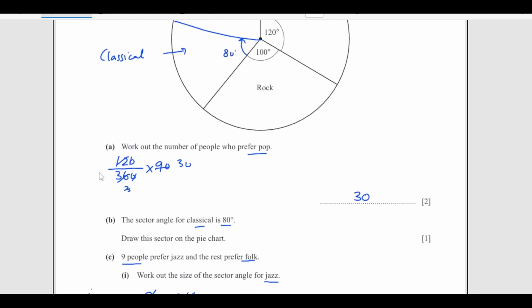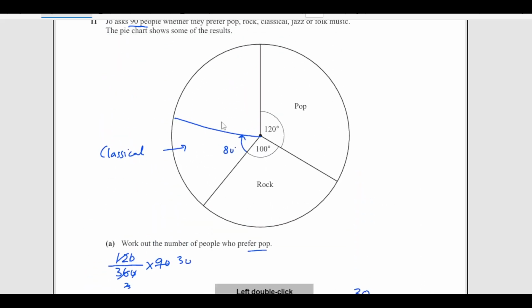Complete the pie chart. So we will make the angle on. Now we will take this line from here, then you draw an angle of 36 here. So we will have angle 36. This is 36. This is going to be jazz, and the remaining is going to be folk.